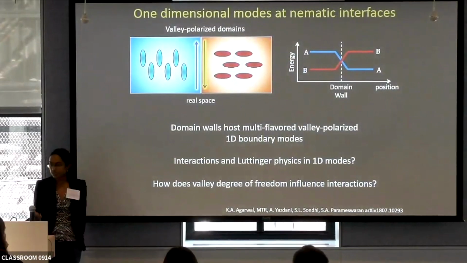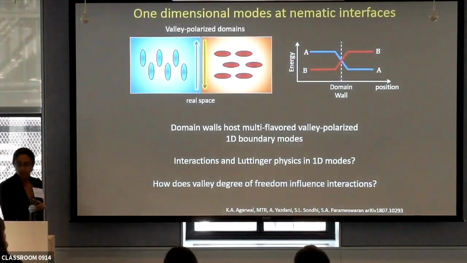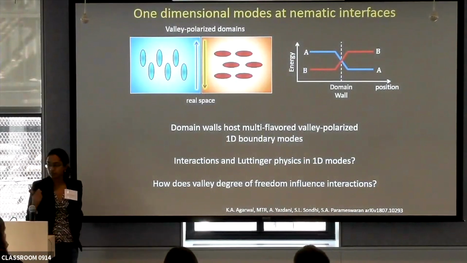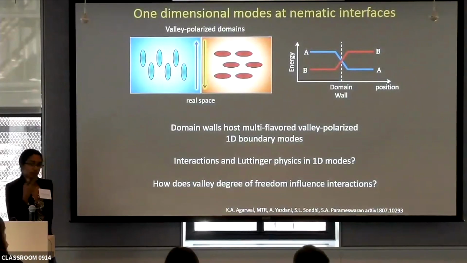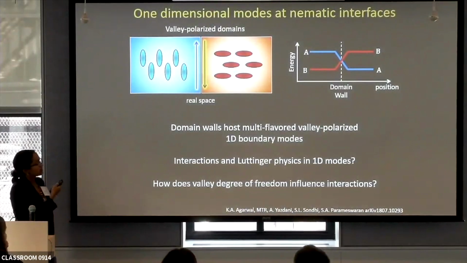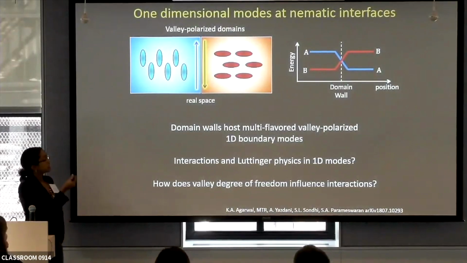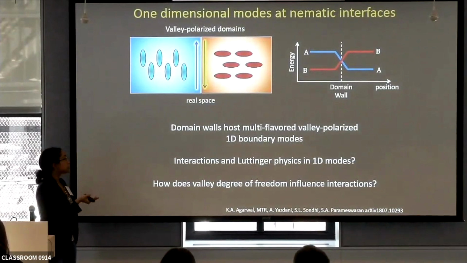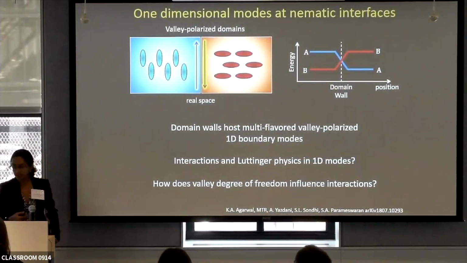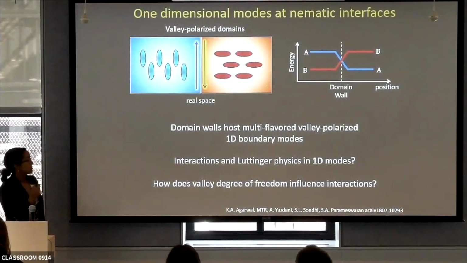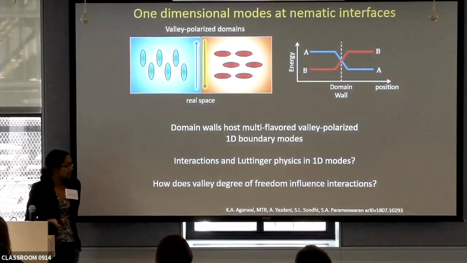And these boundaries themselves are interesting in their own right because we expect the boundaries to host one-dimensional modes that are Valley polarized, just coming from the edge modes of your quantum Hall system. But here, this one-dimensional boundary is now a very clean system in which we can ask what kinds of interactions we see at this one-dimensional boundary, and studied with the local probe, do we see some Luttinger liquid physics emerge, and specifically in these Valley systems, how does the Valley degree of freedom influence these interactions?